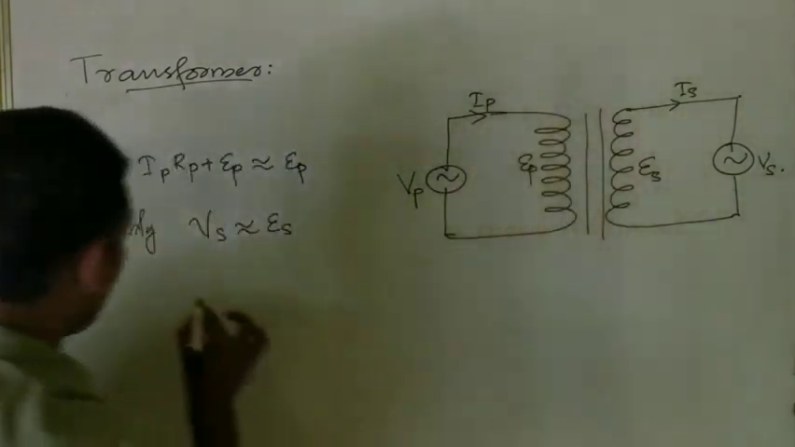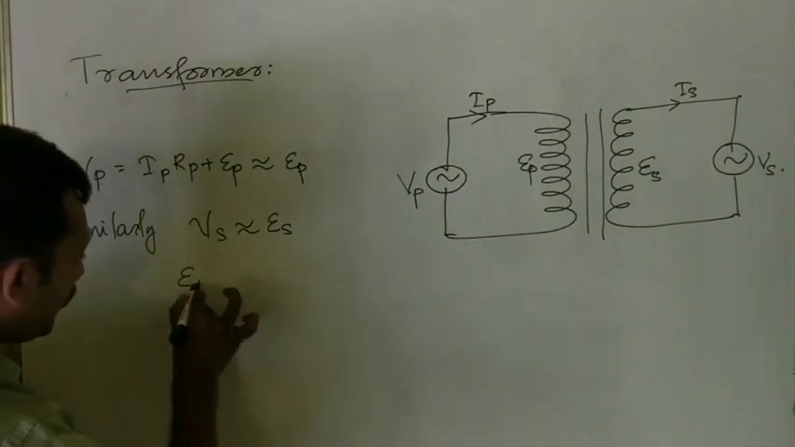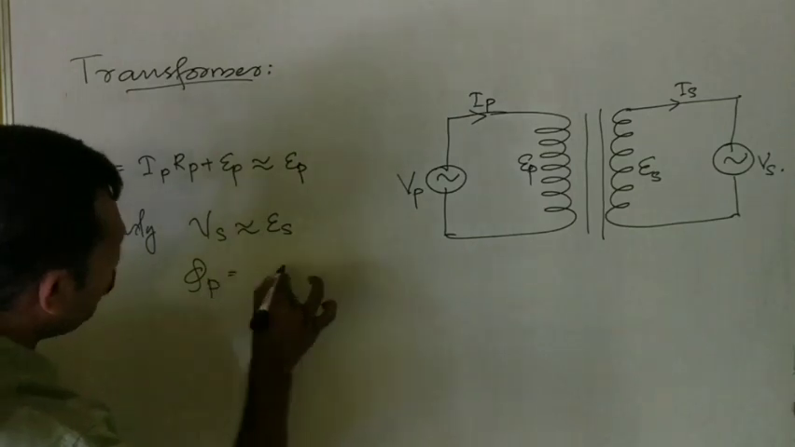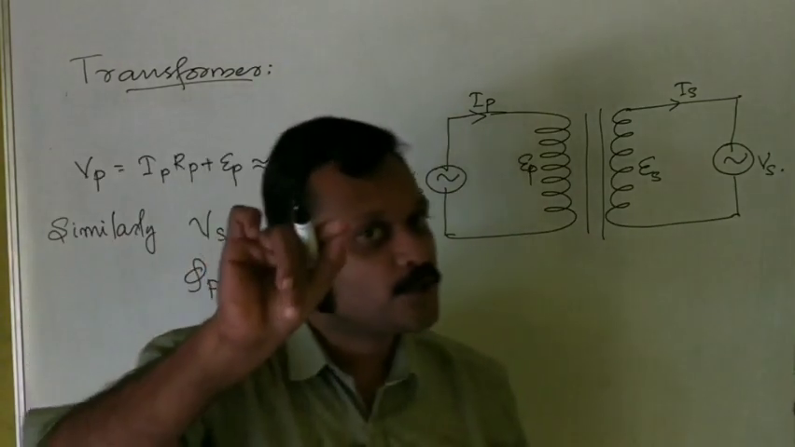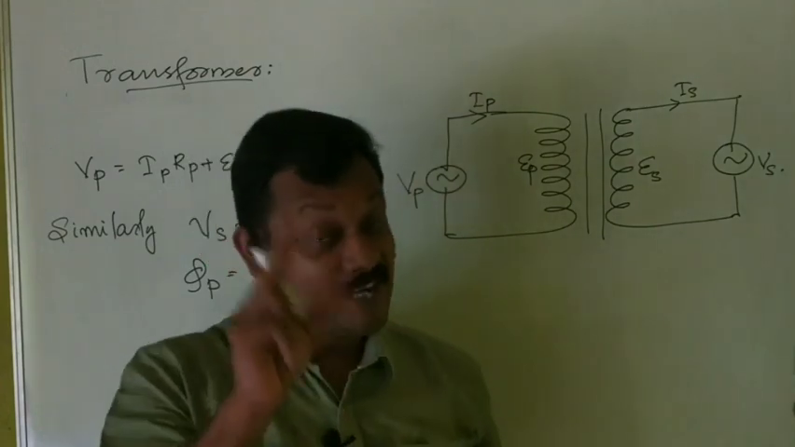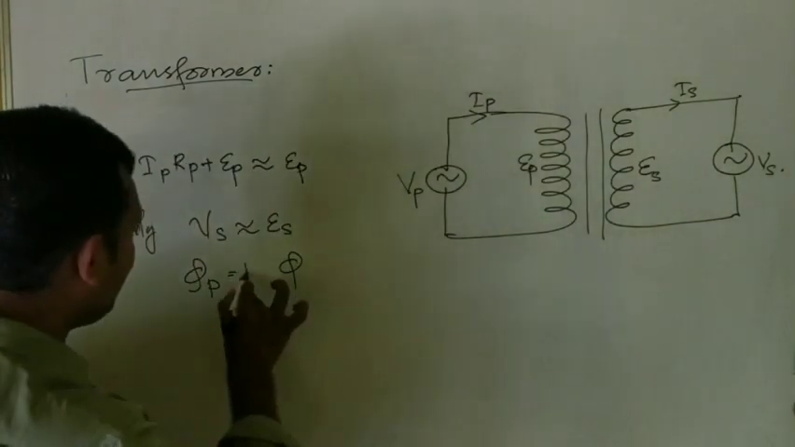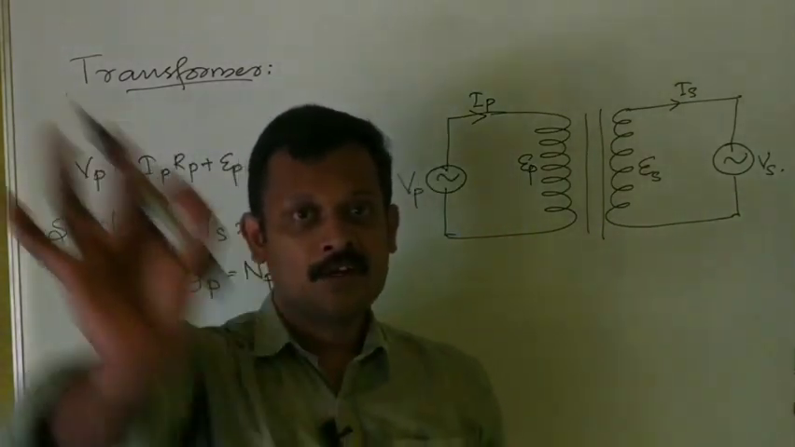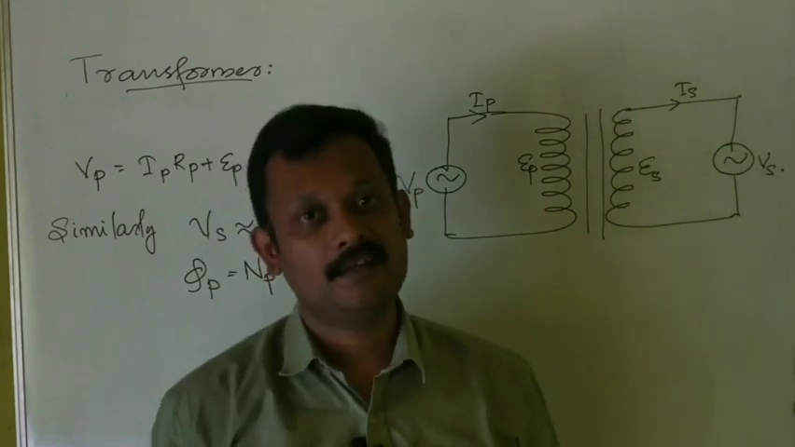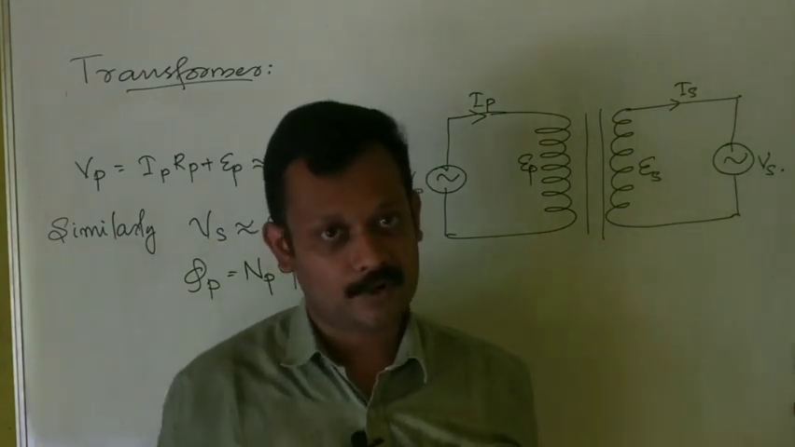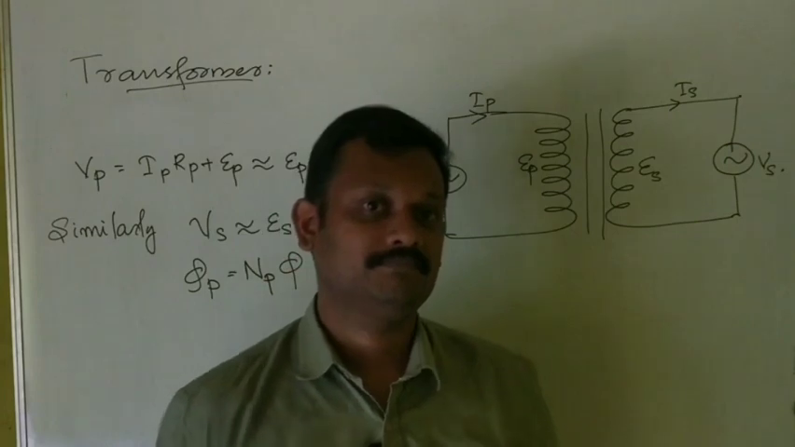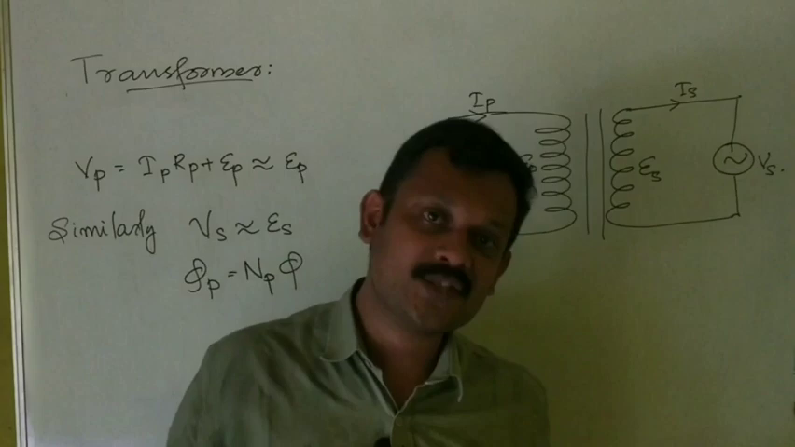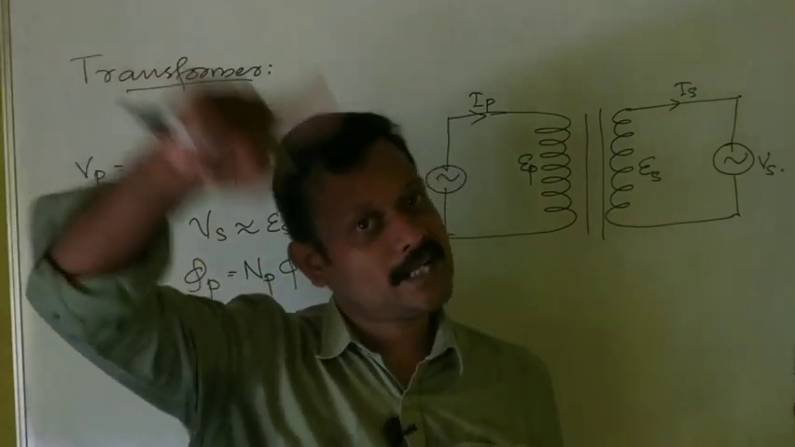The voltage induced in this coil. Let phi P be the flux linked to the primary coil. What is phi? Phi is the flux linked to one turn. I will say Np into phi. The flux of one turn is phi, and there are Np turns in the primary coil. So what is the total flux? Simple mathematics: flux linked to one turn multiplied by the number of turns.